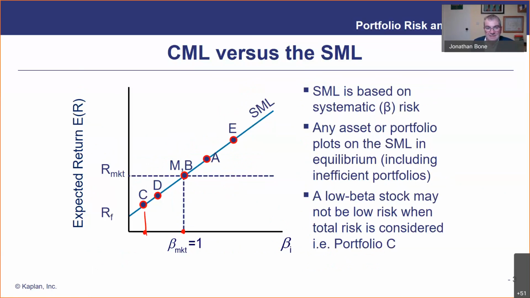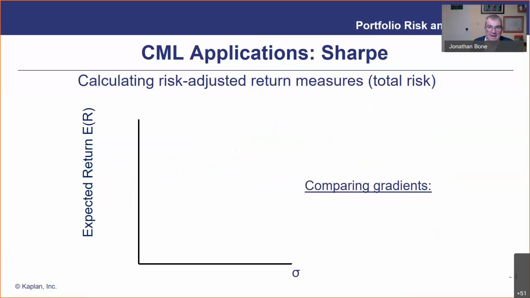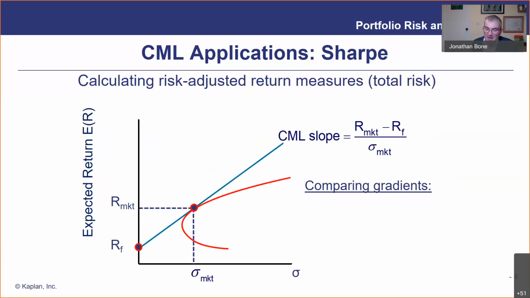Right, last couple of slides. CML applications. So this is all about spotting or measuring abnormal returns. Let's put on our efficient frontier and our capital markets line, CML. So note, standard deviation or total risk is our measure here. And there's our CML slope. We know it has a slope equal to the Sharpe ratio, return on the market minus the risk-free rate divided by standard deviation of market.